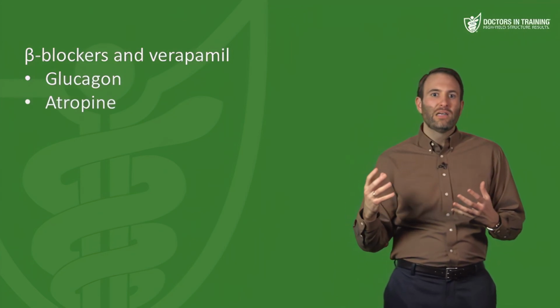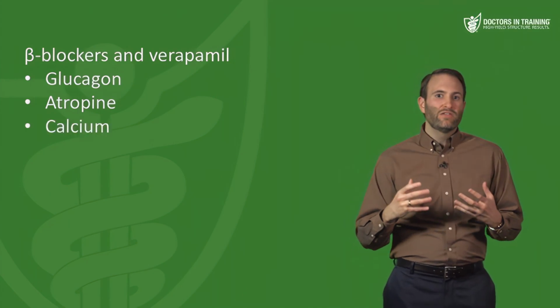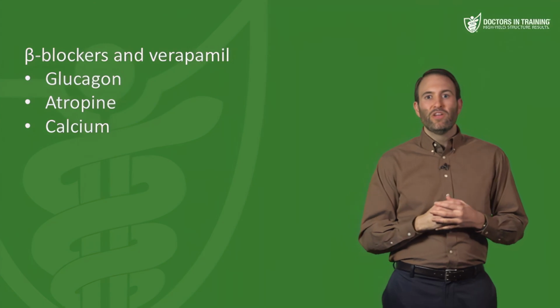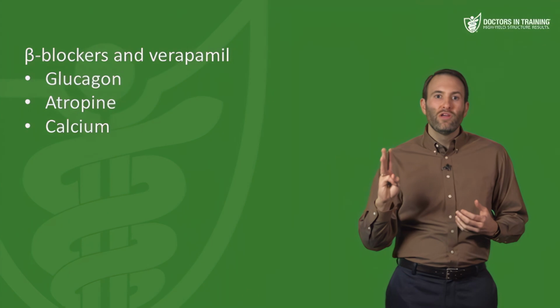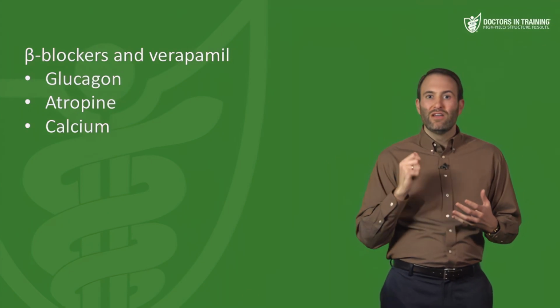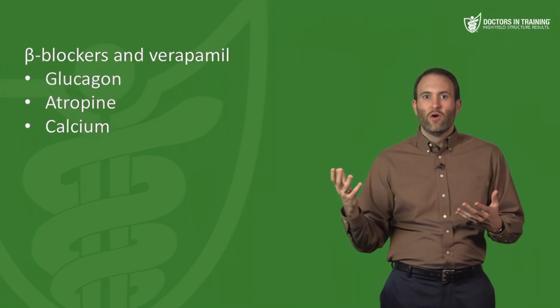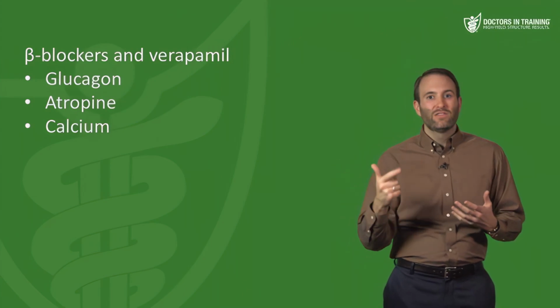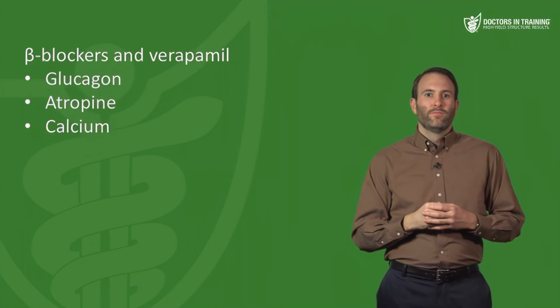Atropine makes a lot more sense because it actually increases the heart rate. And then the next one is calcium. Calcium can also be used, which can help with contractility and myocardial conduction. So I want you to know all three of those things for beta blocker and non-dihydropyridine calcium channel blocker overdose, verapamil being an example. So glucagon, calcium, and atropine, those can all be used to help increase that heart rate.